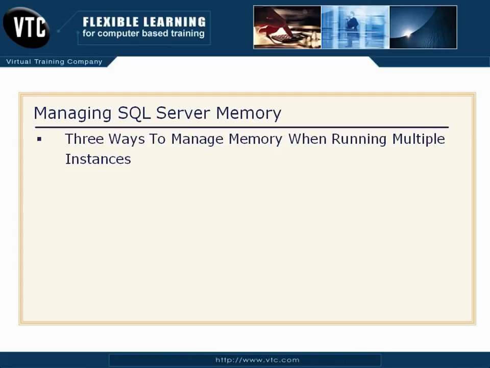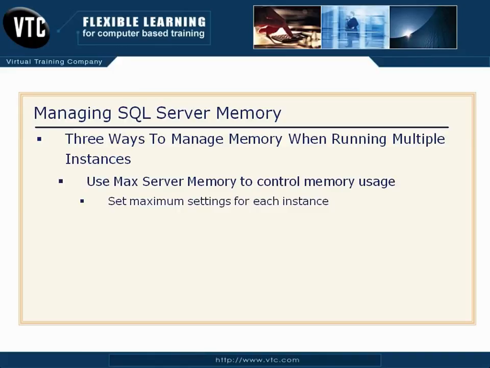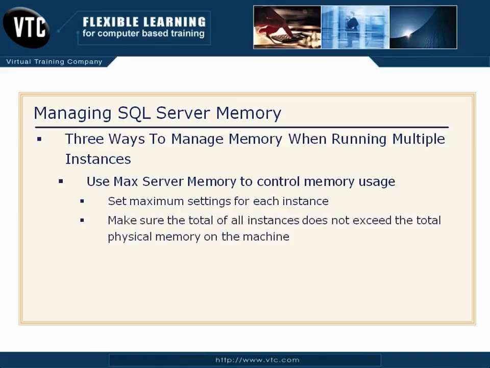Here's what I want to get to. You have three options to manage memory when you're running multiple instances. Okay, the first one is to use that maximum server memory setting to control memory usage. Set a maximum setting for each instance and just make sure that the total of all your maximum instances does not exceed the total physical memory on the machine. You might even want to leave a little headroom in there and have them both total up to maybe 1 or 2 gigs less than the total memory on the machine.